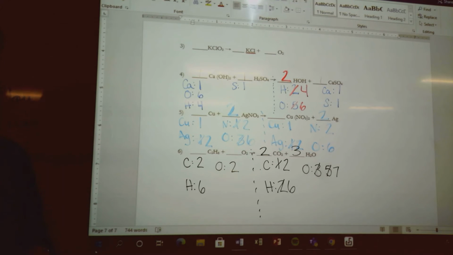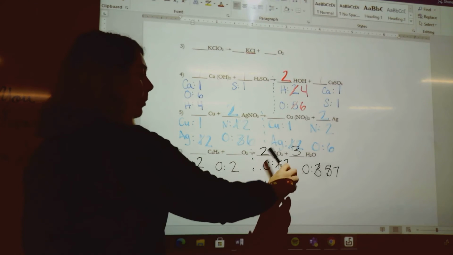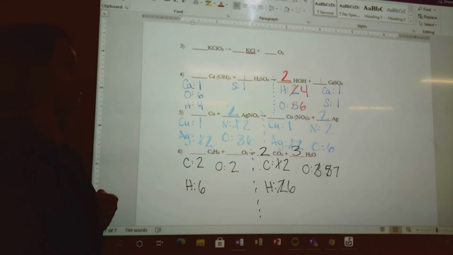This one's ugly. Alright, so now we got to figure out how to balance our oxygens. And the reason this one's so ugly is because you have 2 spots that you could constantly change back and forth to get to your oxygens.